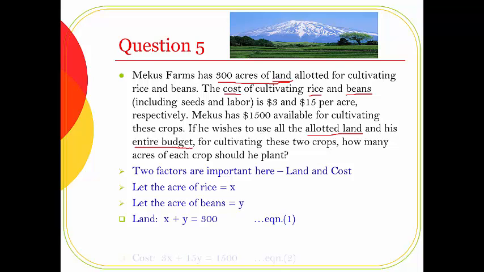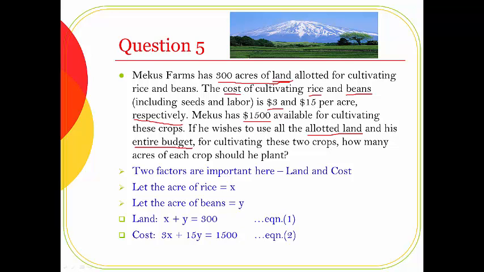Now equation 2, we look at cost. It says here $3 and $15 per acre, respectively. Respectively means that the $3 is for rice and the $15 is for beans, per acre. And how much does he have? How much money does he have for cultivating this? He has $1,500 available for cultivating these two crops.